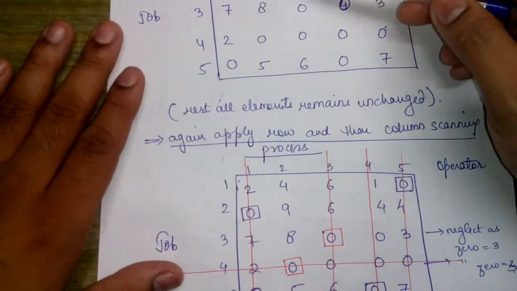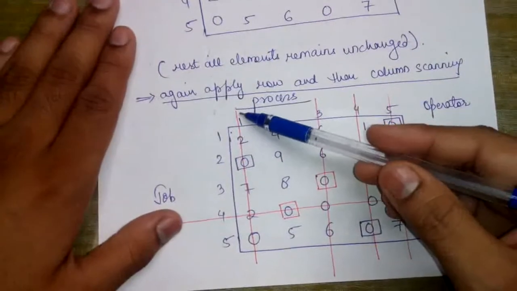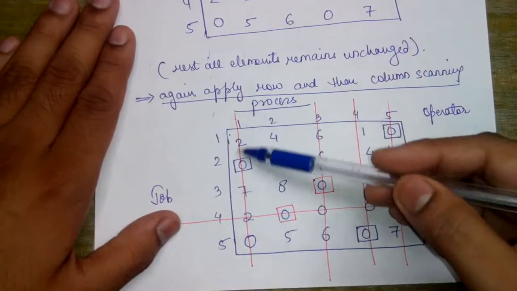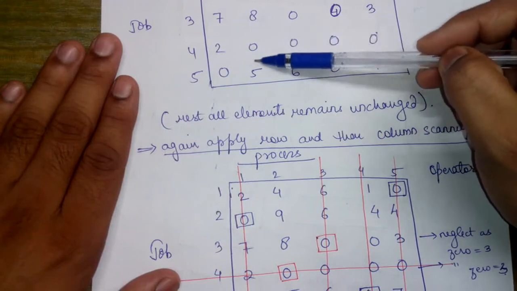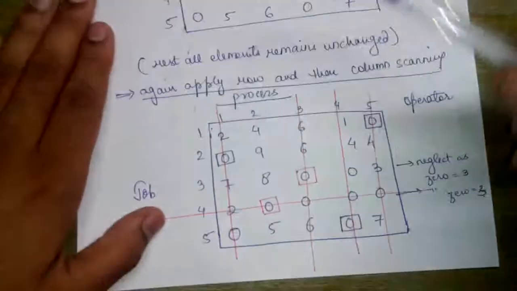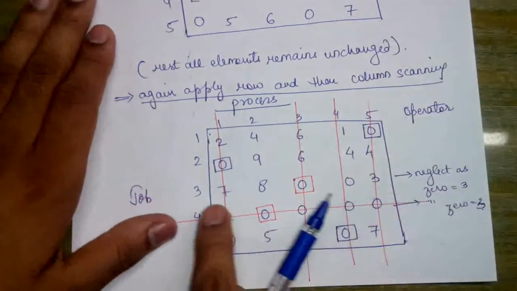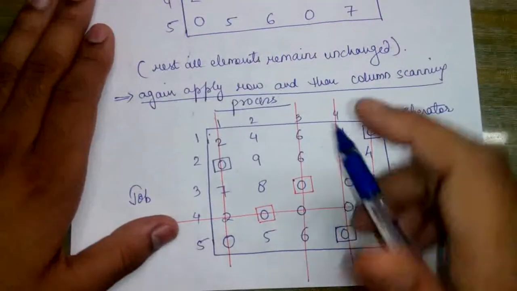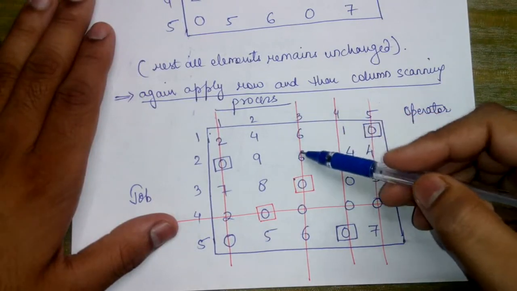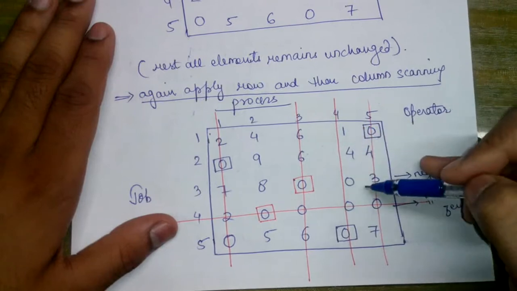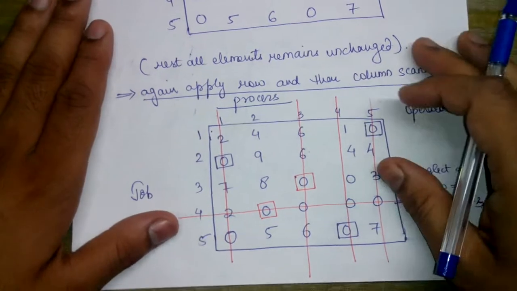For the column scanning, we see that the first column has 2 zeros. But initially when we were doing the row scanning, this was already cancelled out. Now when we come to the second column, we have this 0, which is the only 0 in this column. So we will draw a square and we will draw a horizontal line. Now all these zeros have been cut. When we come to the third column, we see that it was cancelled earlier. The same goes for the fourth column and the fifth column.